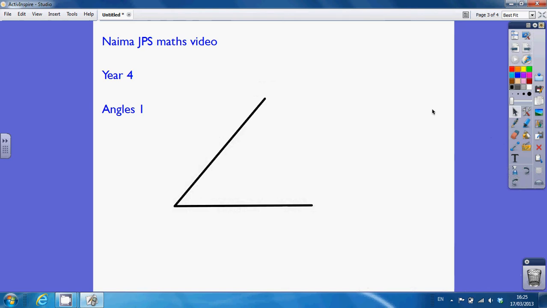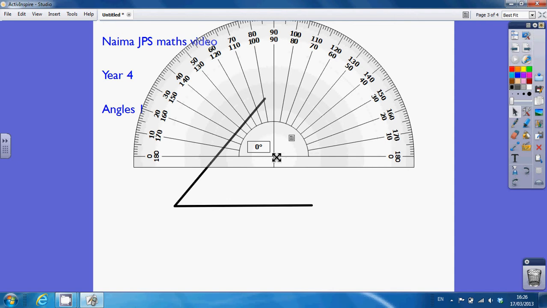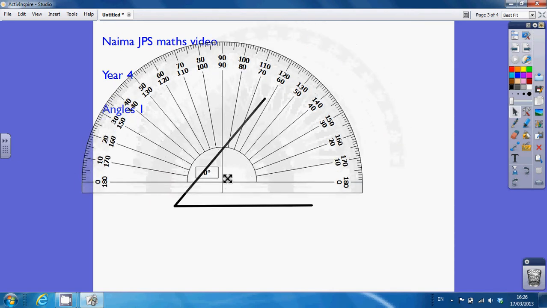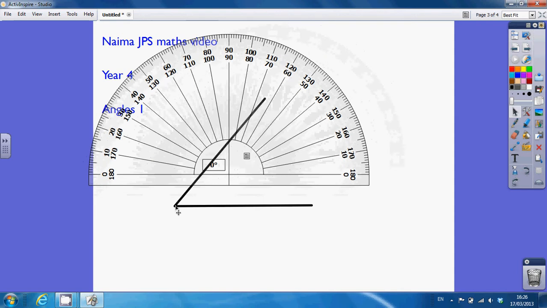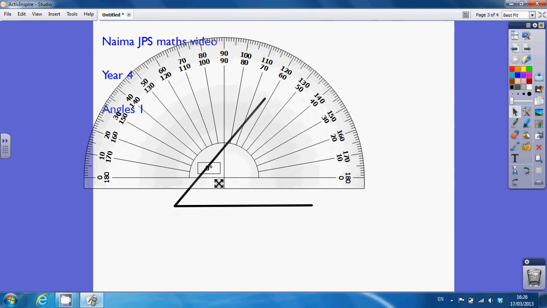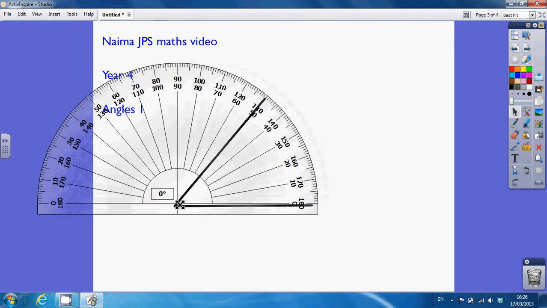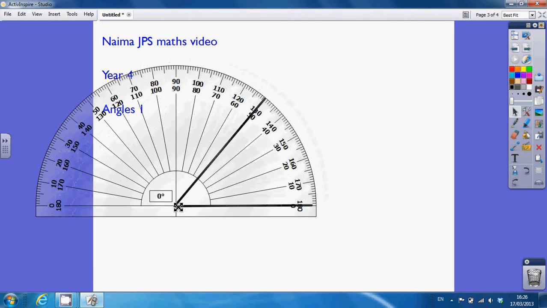So let's have a really good think about how to measure an angle, because if you are not using your protractor correctly, it won't work. First of all, you need to know exactly where you're going to put your protractor. As we talked about before, this part here where the two lines join has to go on the corner of the angle. And if that doesn't happen, then you won't be able to measure it accurately. So let me put that on the corner of the angle.